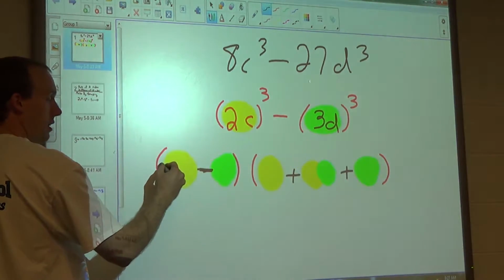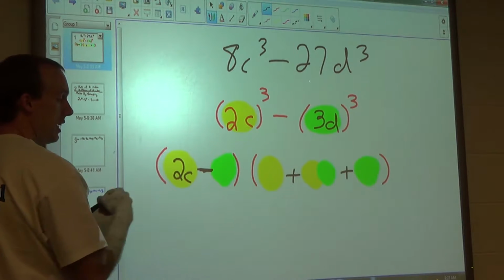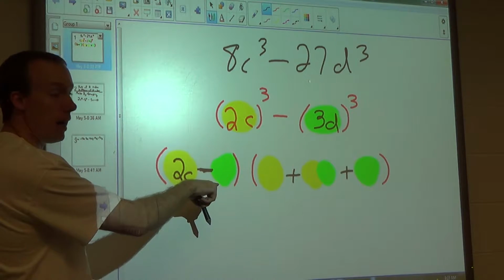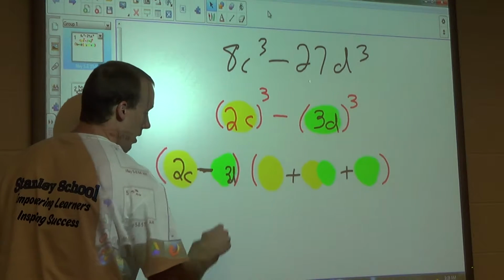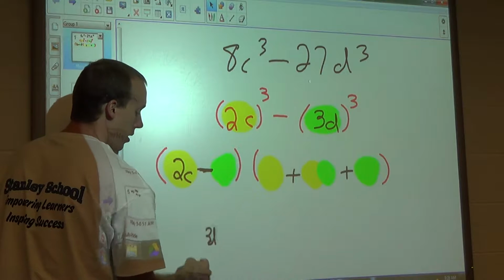Alright, so what do I put right here in this spot? 2c. And then what do I put in this spot? 3d. Okay, not bad. 3d.